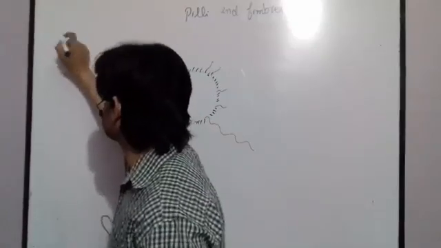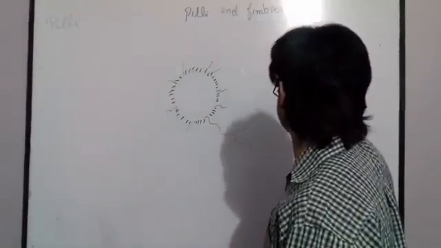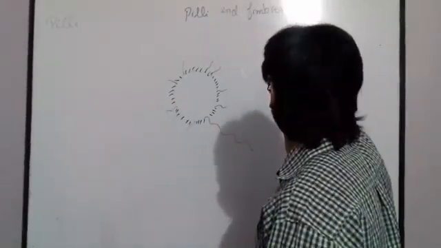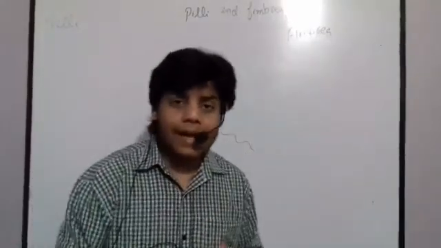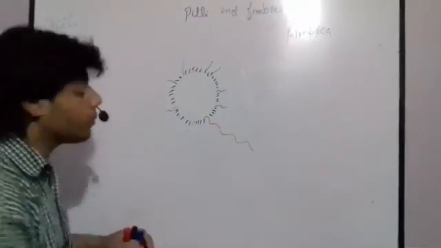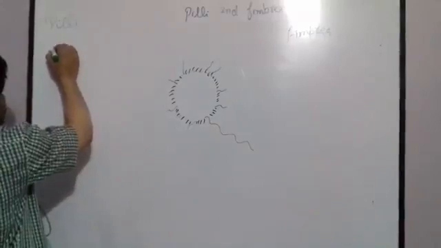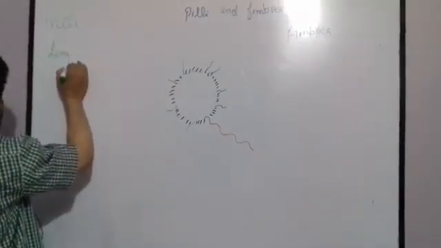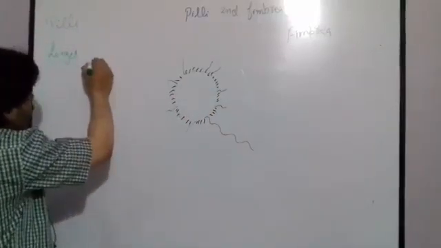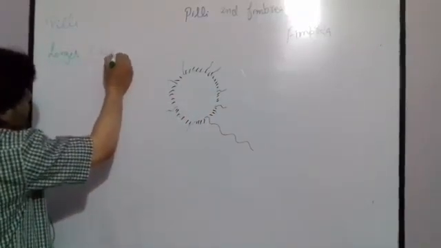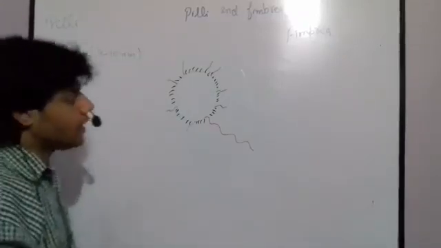Here I will discuss pili, and in that area I will discuss fimbriae. So now let's talk about the differences. Pili are longer than fimbriae, so let me write, it will be longer, and their diameter will be 9 to 10 nanometers.